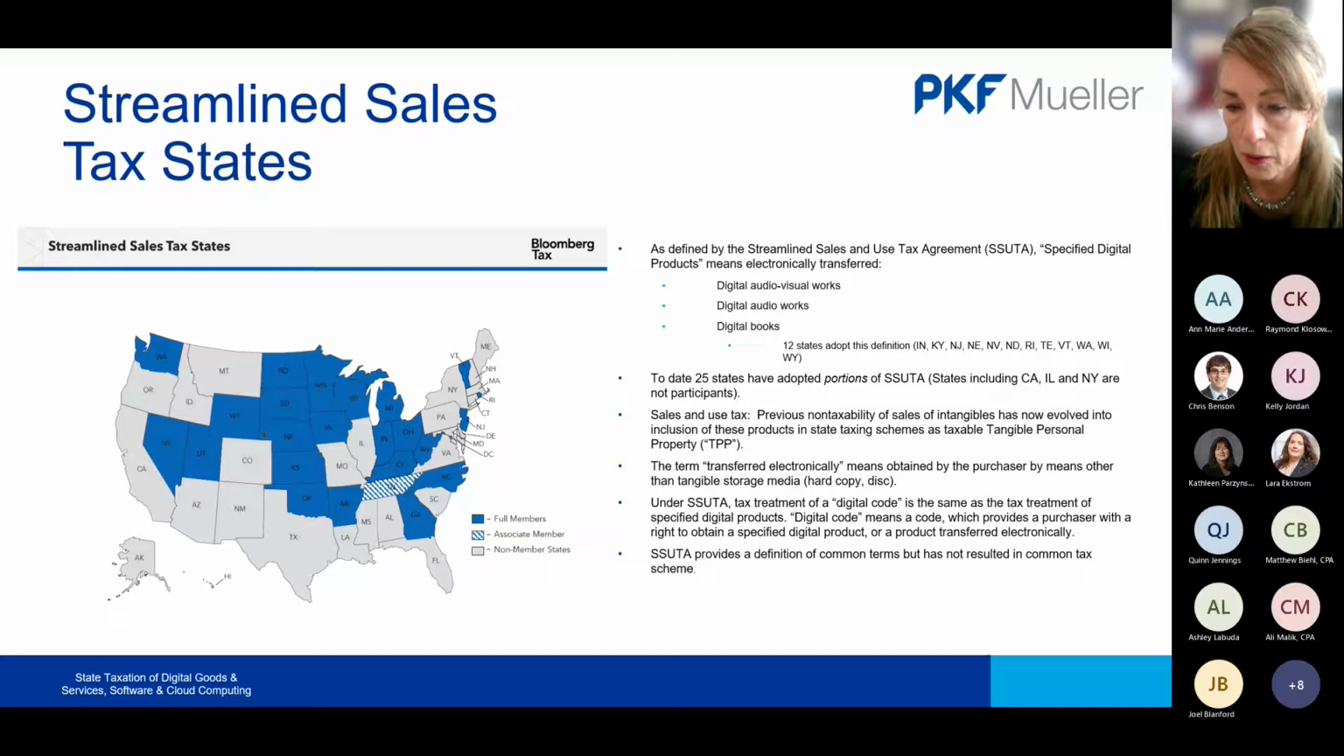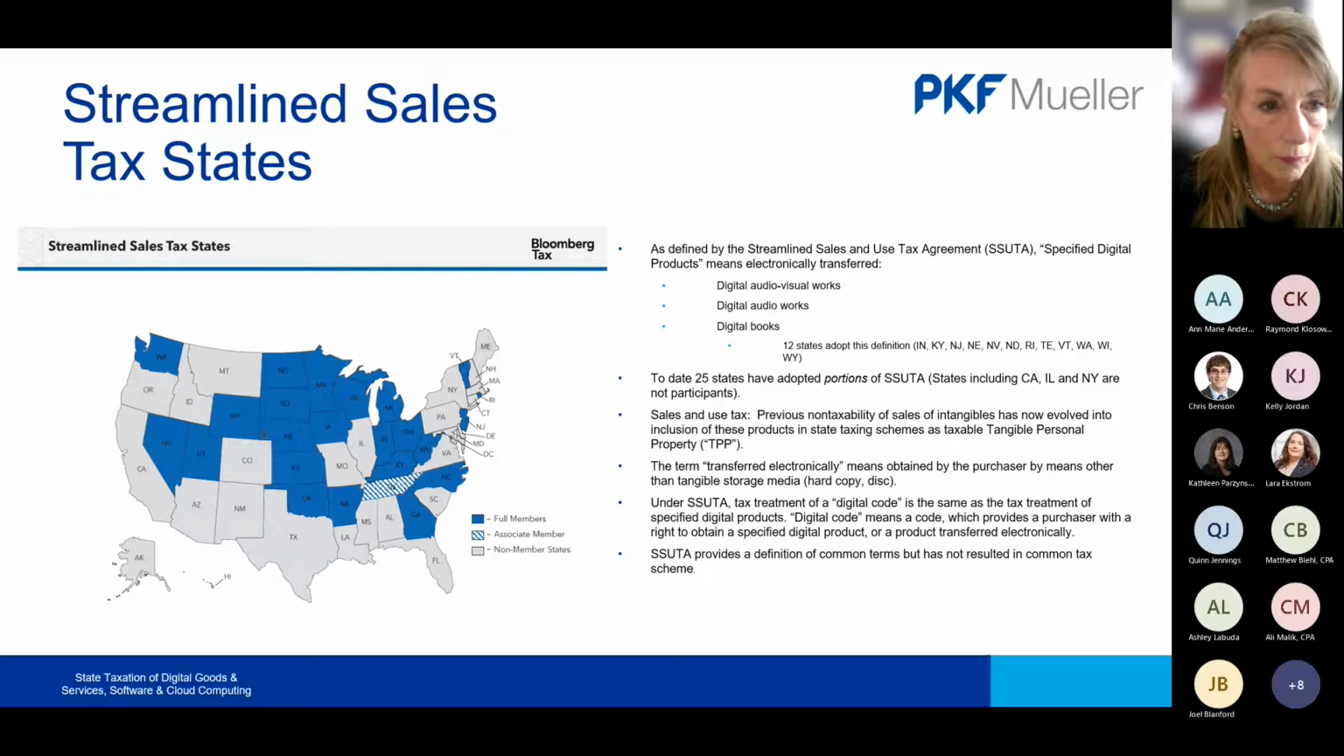So they have set forth a definition which defines a specific digital good by electronic transfer. These goods are digital audiovisual works, so consider movies, things like that; digital audio works, which will be music, audiobooks, things of that nature; and then digital books themselves. Of these 25 states, 12 really adopt this definition.